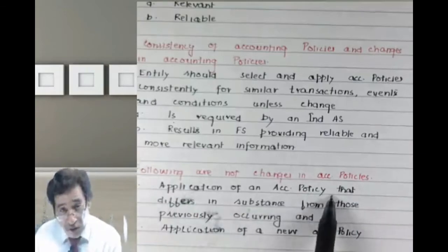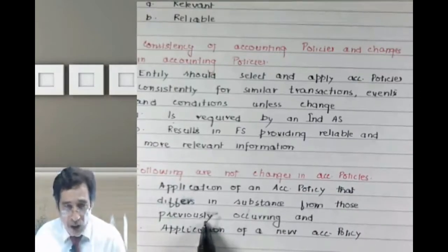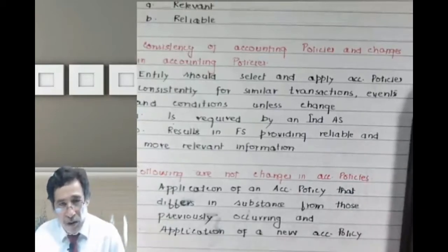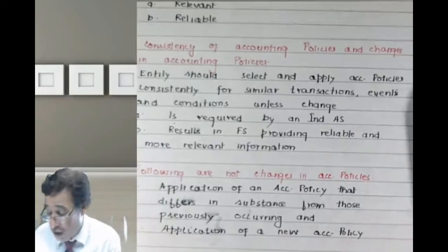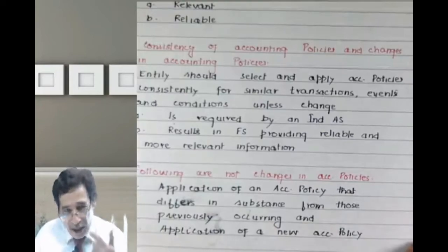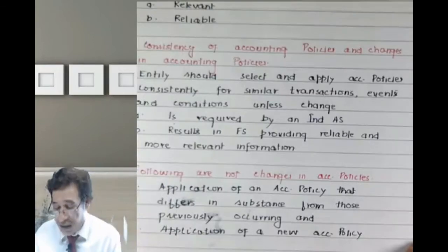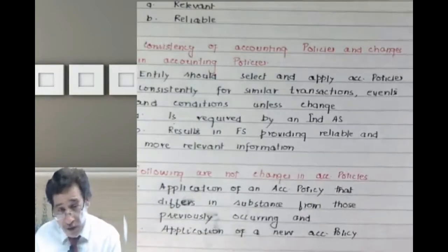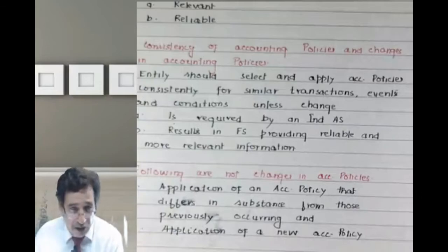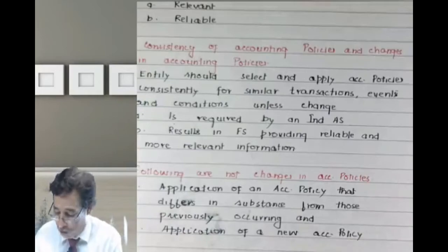Application of an accounting policy that differs in substance from those previously occurring. Suppose I have made a policy for a particular transaction, and now I have made another policy for that transaction, but the point here is that I am making a different policy because the circumstances are different. So the standard says that when you apply an accounting policy which differs from the previous one just because conditions are different, it should not be considered a change in accounting policy. We will have a look at some examples also later on.